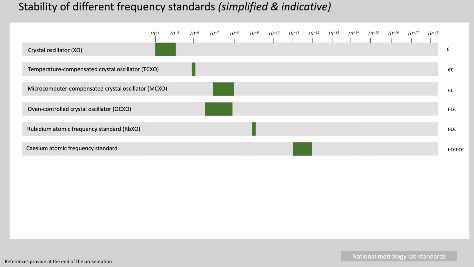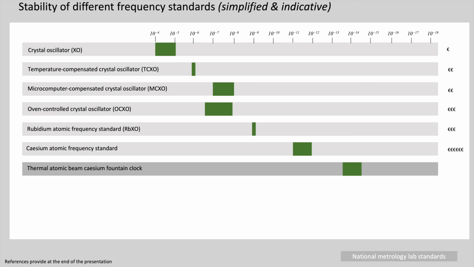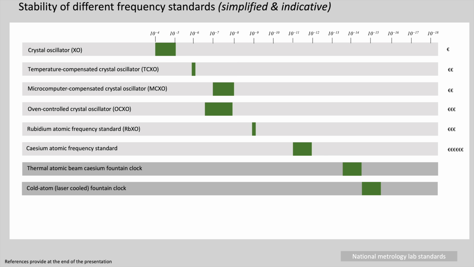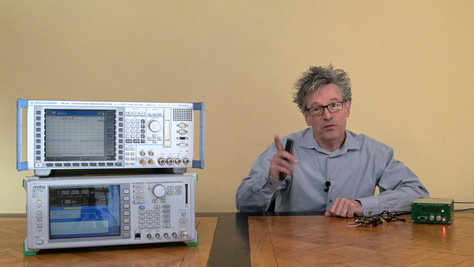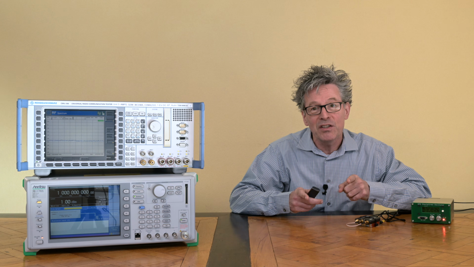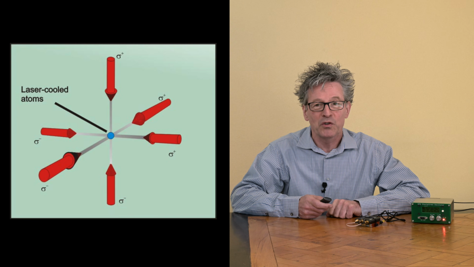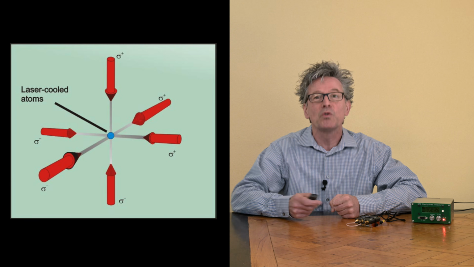And then the very, very good clocks, the type of clocks that you would find at a national metrology institute. There you would have atomic clocks like the caesium fountain clock with an accuracy of 10 to the minus 14. There are even better clocks, laser-cooled fountain clocks. We talk about minus 15. This is fascinating, by the way. They're using a laser to cool down a clock. So the laser doesn't warm it up, but cools it down instead.